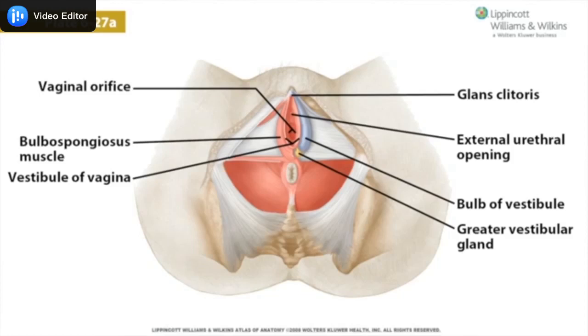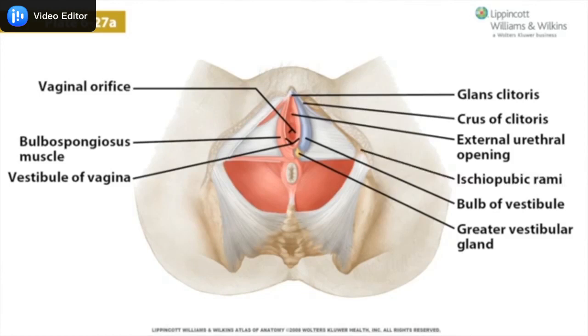The corpora cavernosa form the right and left crus of the clitoris, which are attached to the medial edge of the ischiopubic rami and the adjacent perineal membrane. The crura join at the midline, anterior and inferior to the pubic symphysis, to form the body of the clitoris, which is attached proximally to the pubic symphysis by the suspensory ligament of the clitoris.